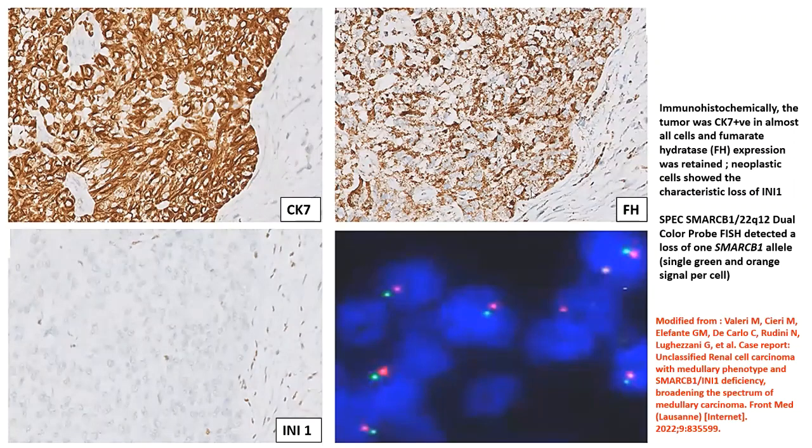Fumarate hydratase expression is retained, so you are not thinking of a fumarate hydratase deficient RCC in this case. INI1 shows a complete lack of expression within these tumor cells. And on FISH, you see that there is a loss of one SMARCB1, that is INI1, allele. So everything fits in place as that of a renal medullary carcinoma.